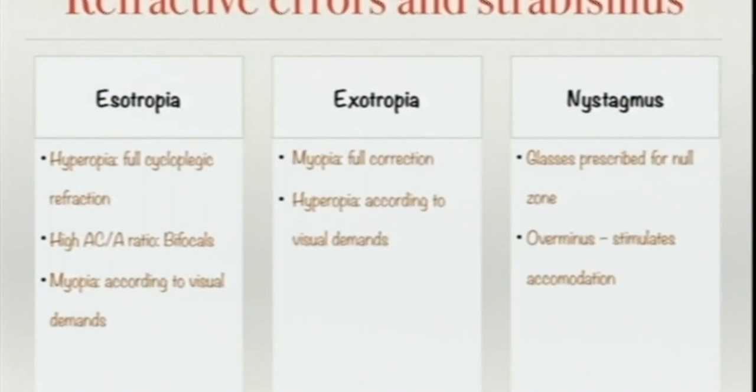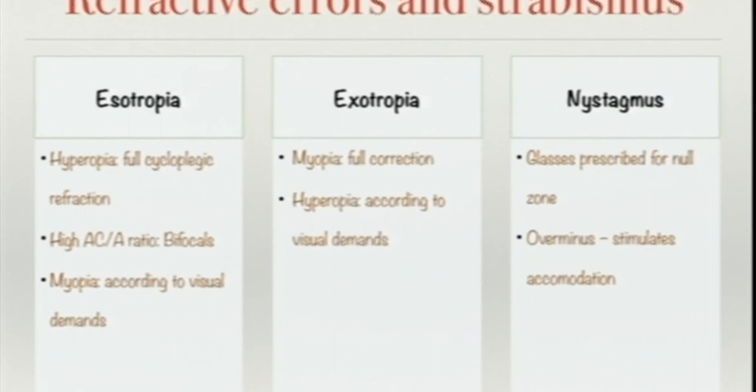So coming to refractive error and strabismus. What do you do when the refractive errors are associated with strabismus? If there is hypermetropia along with esotropia, then it's good. So you prescribe full cycloplegic refraction. There is something called a high AC/A ratio. That means the near esotropia is more than the distance esotropia. That happens because the accommodative convergence to accommodation ratio is a little higher. So such children would benefit from the prescription of bifocal glasses. And myopia according to the visual needs.